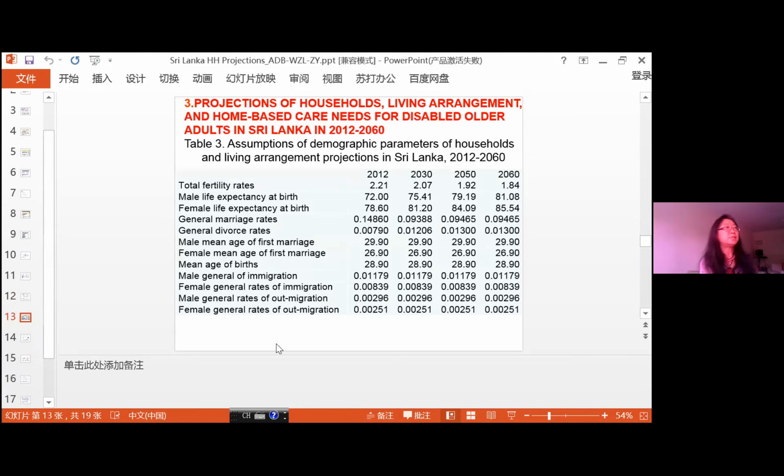Okay, the study is based on the analysis of census data and survey data, and we use a Pop-Farming model to do the projections of future elderly living arrangements and households. Here is a summary of the measures we used for the study. We assume the total fertility rate is going down, the mortality is going down, the marriage rate is going down as well, and the divorce rate is going up.